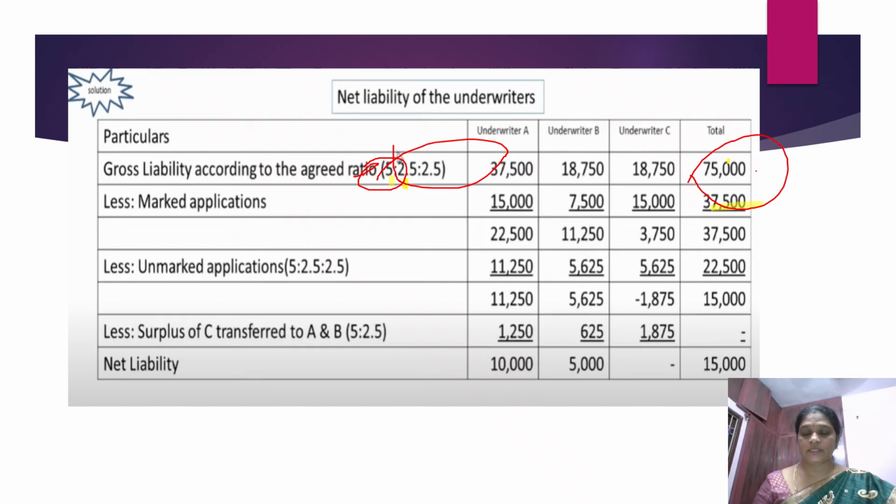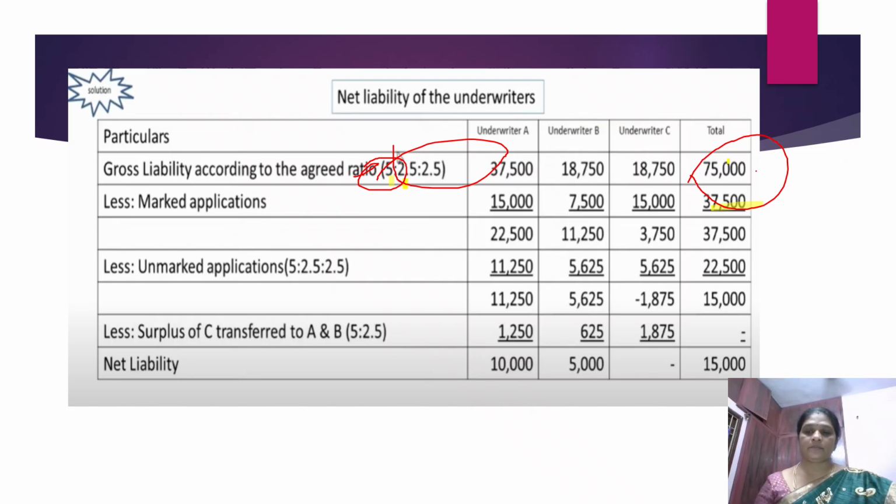So let's mark the applications. The marked applications, which carry the stamp of A, B, C, are mentioned in the problem clearly. That is 15,000, 7,500, 15,000, totalling 37,500. It is given directly in the marked applications, so we need not calculate them. So gross liability less marked applications, you get the balance: 22,500, 11,250, 3,750, total 37,500.